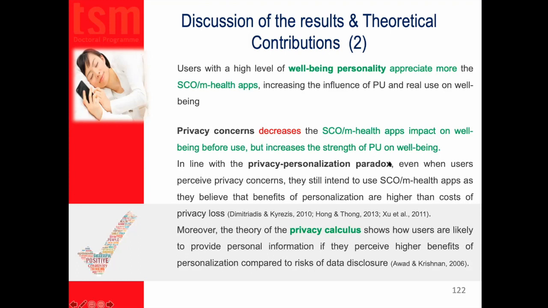Even when users perceive privacy concerns, they still intend to use smart connected objects apps, as they believe that the benefits of the app or the personalization are higher than the cost of privacy loss. And so this is in line with theory. Moreover, the theory of privacy calculus shows how users are likely to provide personal information if they perceive higher benefits than the costs and the risks related to data disclosure.